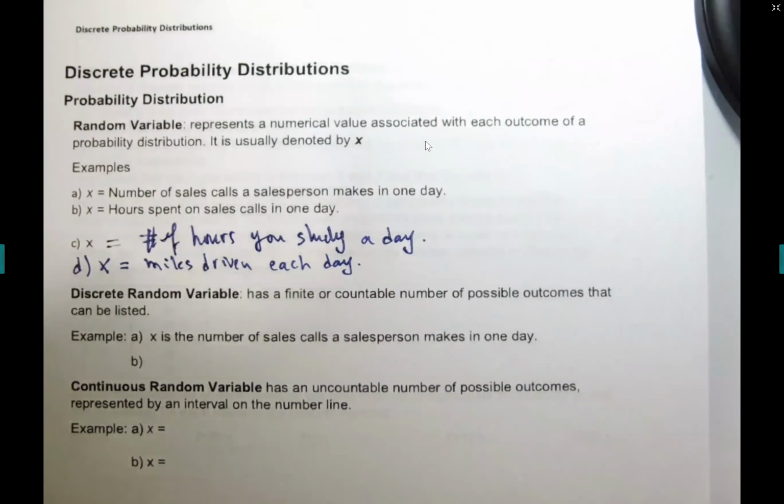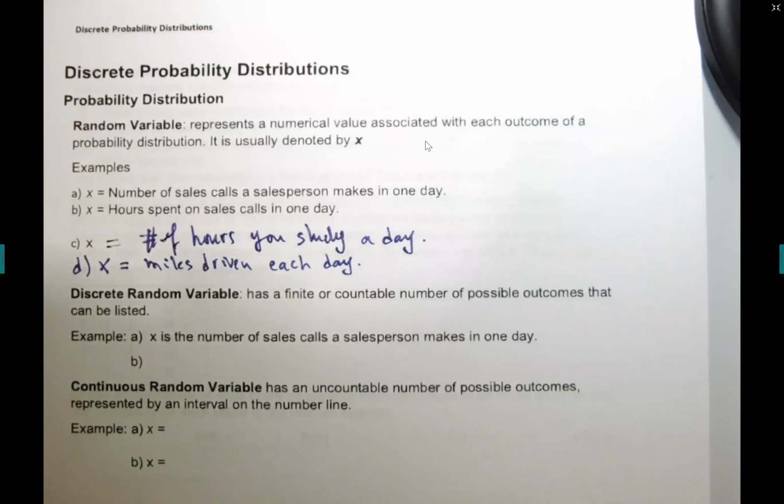Now, let me tell you what a discrete random variable is. A discrete random variable is a random variable, but it has a finite or a countable number of possible outcomes. So that means X has to be 0, 1, 2, 3, 4, 5. It can't be a decimal. So it has to be a whole number, and we can count it, you know, just on our fingers, just like 1, 2, 3, 4, 5.